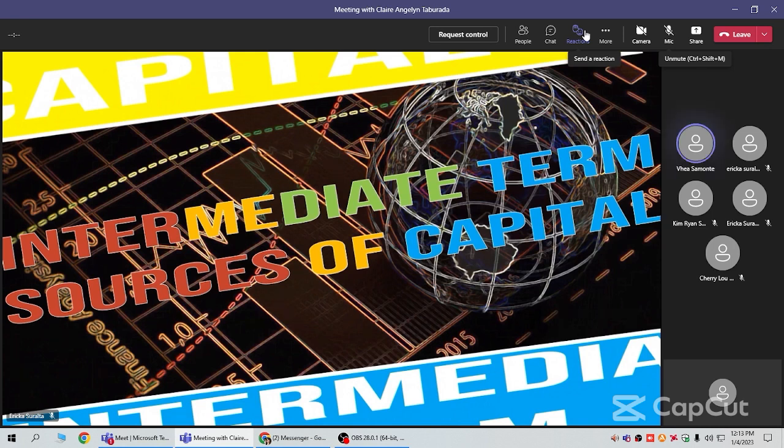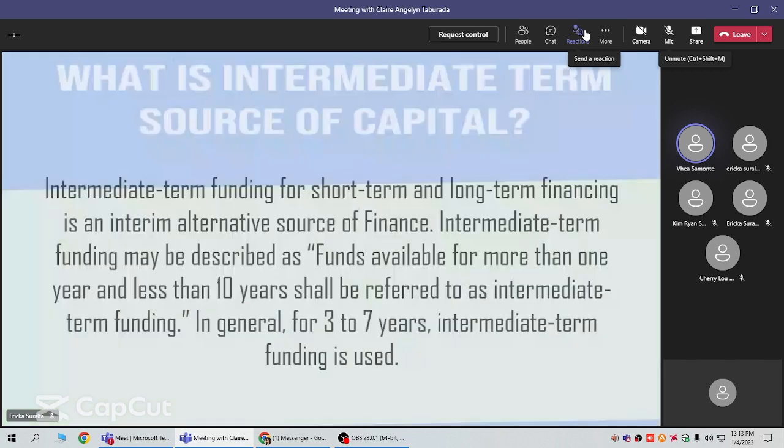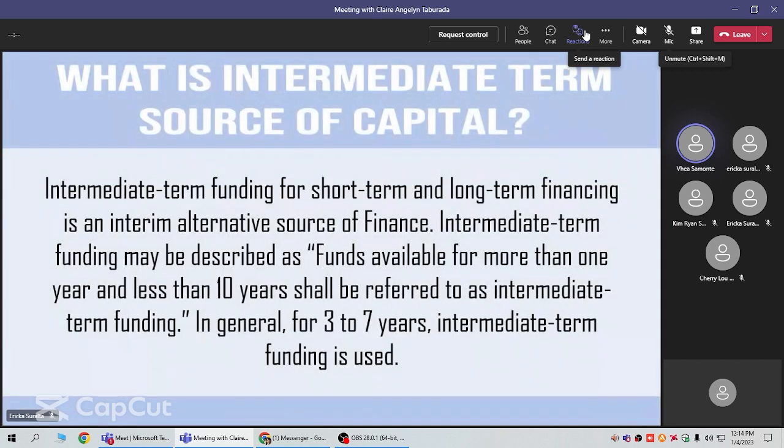Okay, our next topic is intermediate term source of capital. So, what is intermediate term source of capital? Intermediate term funding for short term and long term financing is an interim alternative source of finance. In most situations, intermediate term funding is used to meet the long term requirements of funds.